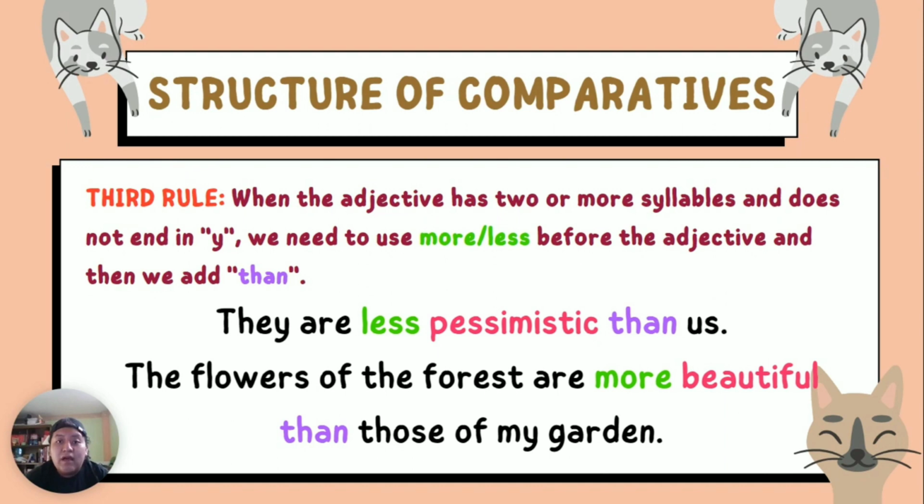Next example. The flowers of the forest are more beautiful than those of my garden. In this sentence, we are using more and then than. More beautiful than.